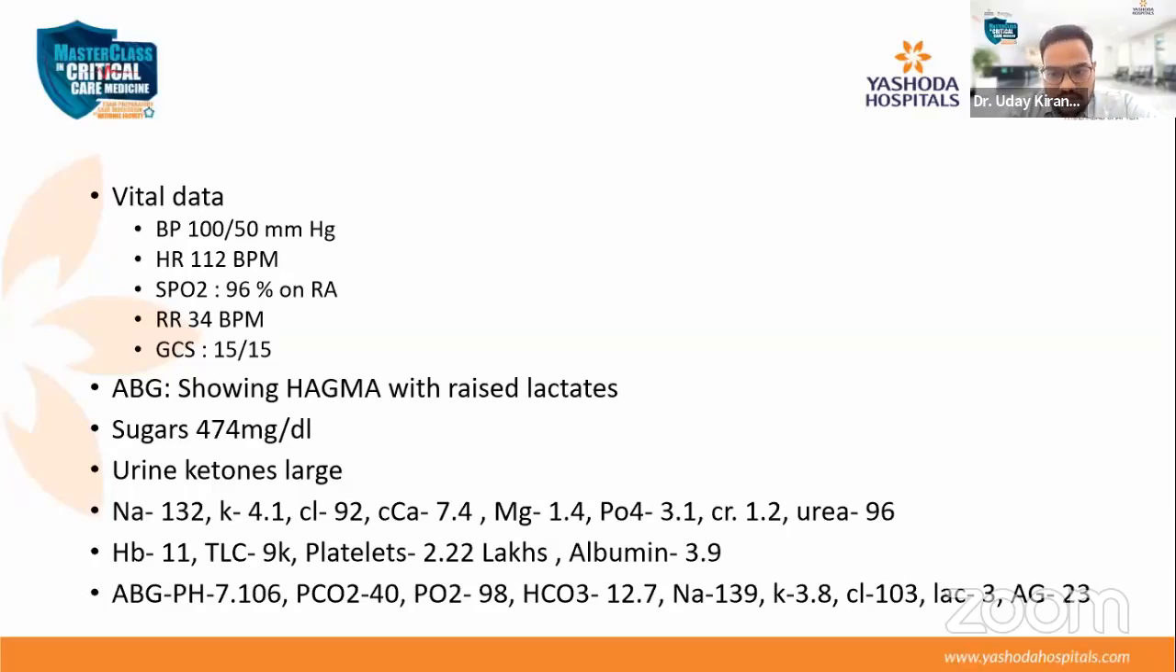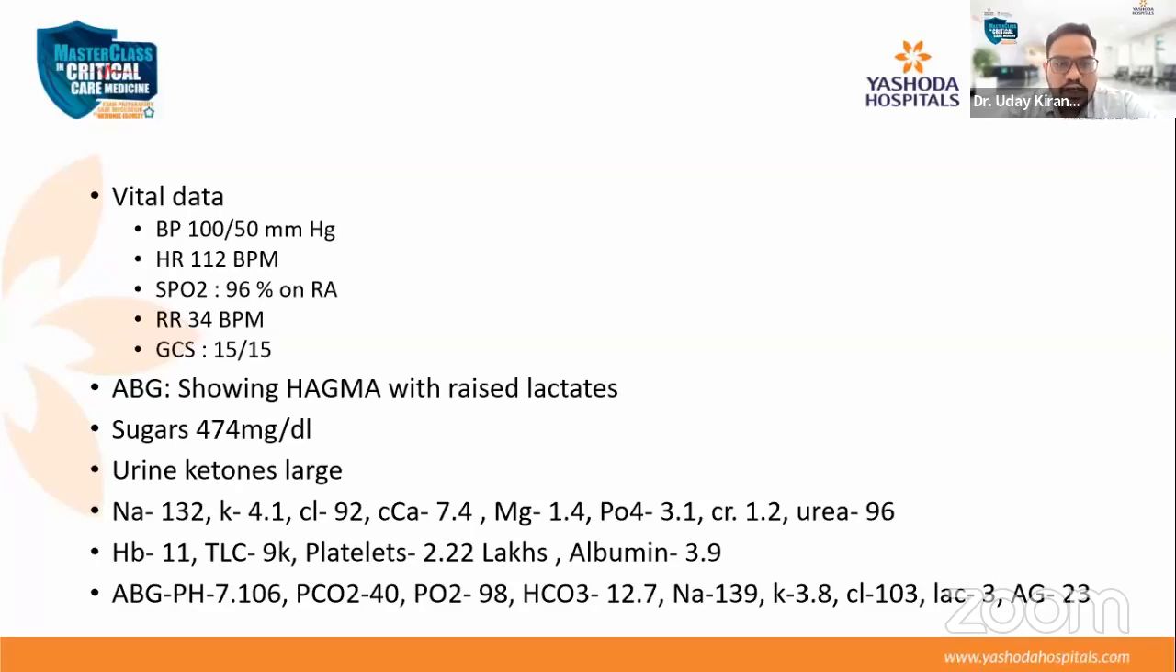The initial lab parameters were: sodium 132, potassium 4.1, chlorides 92, calcium 7.4, magnesium 1.4, phosphate 3.1, urea and creatinine 1.2 and 96. Initial hemoglobin was 11 grams, total leukocyte count was 9,000, and platelet count was 2.2 lakhs.